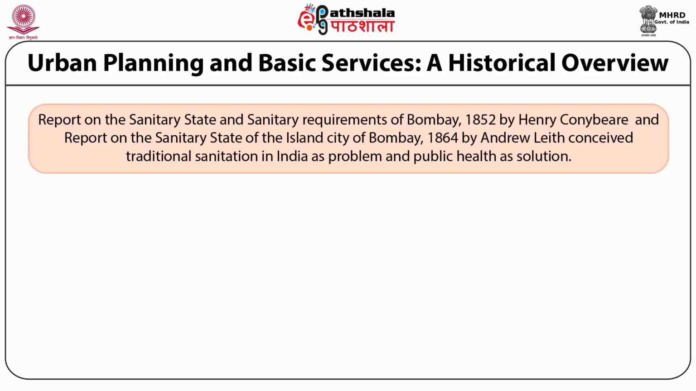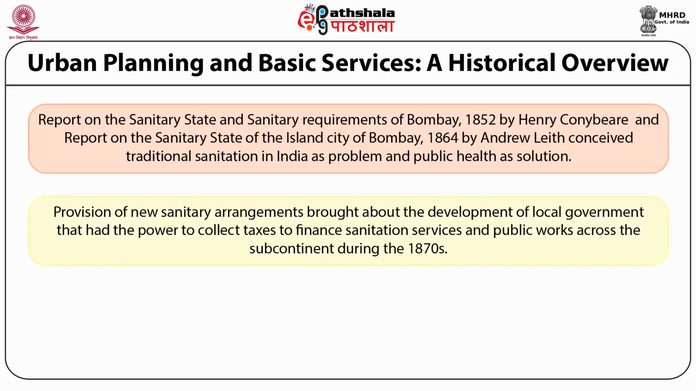Chaplin notes that when the Royal Commission into the sanitary state of the army in India linked health with sanitation, the colonial administration responded by physically separating the army and British officials from the indigenous city, by building new cantonments and residential enclaves in the form of civil lines. As Chaplin notes, provision of new sanitary arrangements brought about a development of local government that had the power to collect taxes to finance sanitation services and public works across the subcontinent during the 1870s.